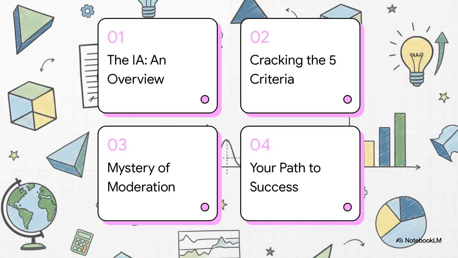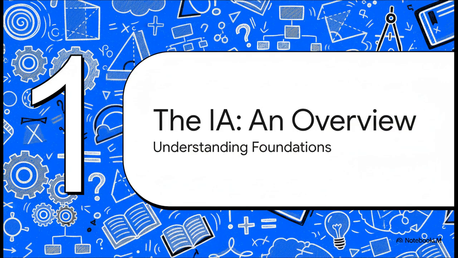So here's our game plan. First, we're going to get a solid overview of what the IA even is. Then, we'll dive deep and crack the 5 assessment criteria. And trust me, this is the most important part. After that, we'll pull back the curtain on the whole moderation thing. And finally, we'll wrap it all up with a clear path for you to succeed. Okay, let's jump right in.